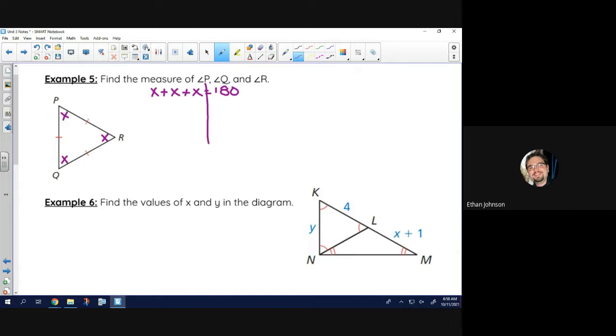Or we can combine like terms and get 3x equals 180. Divide by 3, and x gets you 60. So then the measure of angle P equals 60, the measure of angle R equals 60, and the measure of angle Q equals 60.